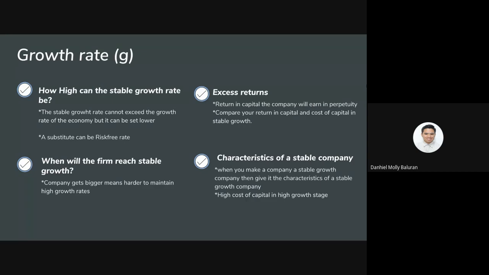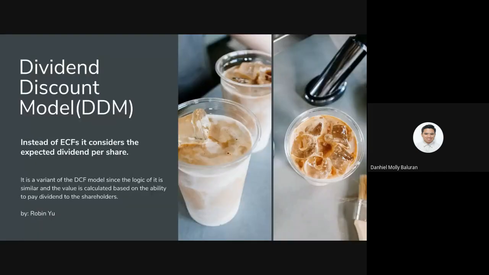And third, it's excess returns. This is the return on capital that the company will earn in perpetuity. So compare your return on capital and cost of capital in stable growth. And last, when you make a company a stable growth company, give it the characteristics of a stable growth company. For instance, if you have a beta of 2 and high cost of capital during a high growth phase, it's okay. But when your company becomes a stable growth company, I would expect the beta to move towards 1, maybe using more debt in the capital with a lower cost of capital, because your company cannot change in terms of growth with everything else remaining equal.